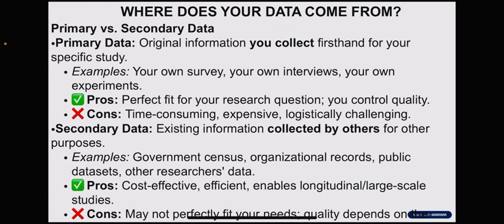Probably the person used the data to analyze a particular subject matter. So you can also use the same data, now redirecting it to your own research to analyze something else entirely. So this is an instance of secondary data. Examples of this could be government census, organizational records, public data sets, or other researchers' data.